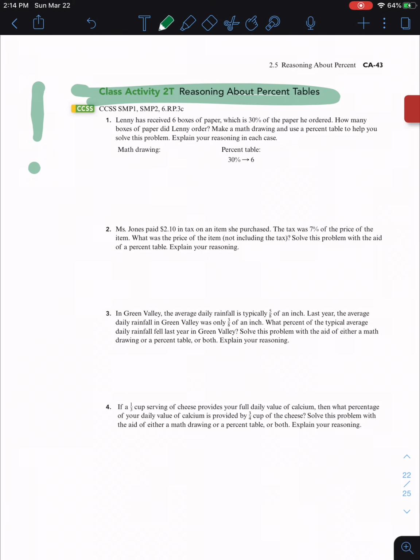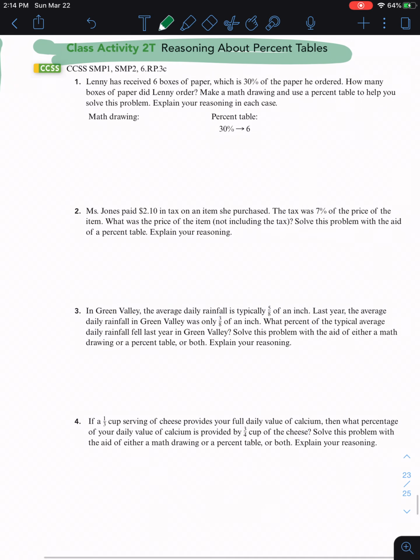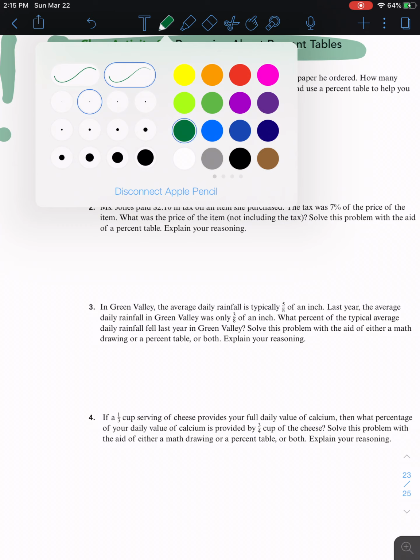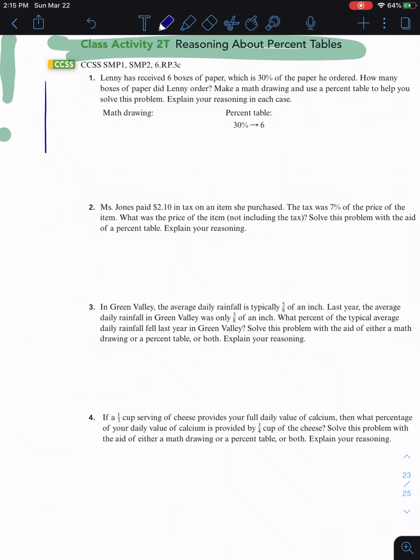All right, so let's look at class activity 2T. Now, I hope that you have had a chance to take a look at these and try to solve them using the drawing and the percent table, but also to solve them using the percent thermometer. If you haven't had the chance to do that, please pause this video and do that before you come back. So the way I'm going to look at it is using specifically and exclusively the percent thermometer so that you can have practice looking at this method of solving percent problems.